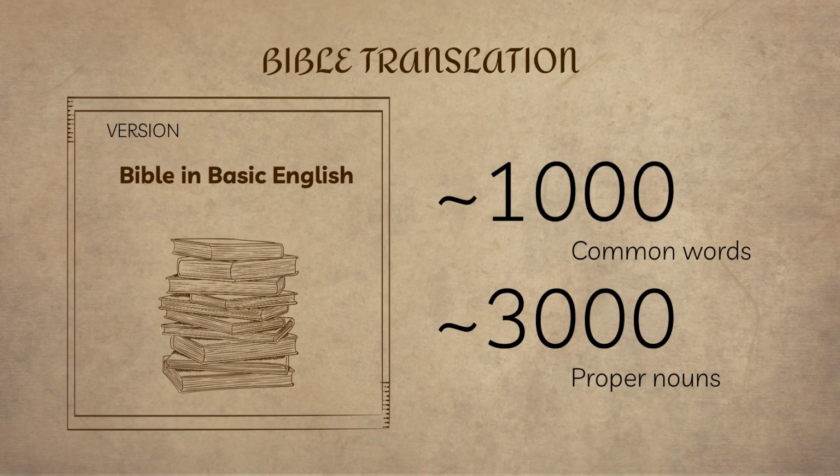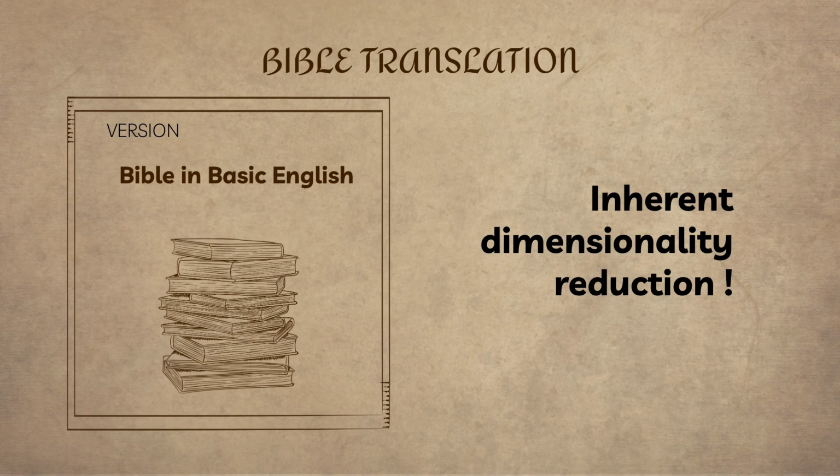So, how can I make the computer understand a bunch of text? Well, first off, the Bible is in Hebrew, so I need to use a translation. Out of the hundreds of translations, I went with the Basic English translation, which compresses the Bible vocabulary into 1,000 common words and 3,000 proper nouns. Limiting the vocabulary reduces the high dimensionality of my problem, which makes it easier for machine learning.